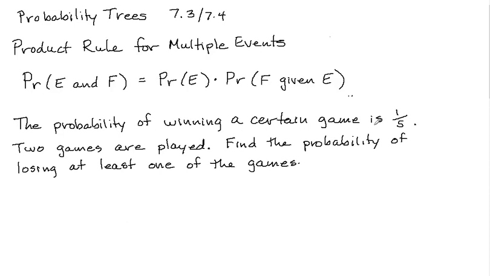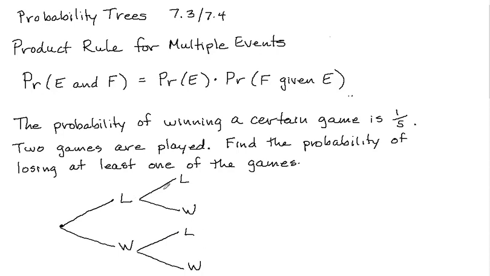Same game, and we're still going to play 2 games, but now find the probability that we're going to lose at least one of the games. Okay, I'm going to make a probability tree for this. Comes time to play the first game, and there are 2 possible outcomes. You can either lose or you can win. Now you're going to play the second game, and you can either lose or you can win. Second game, either lose or win.